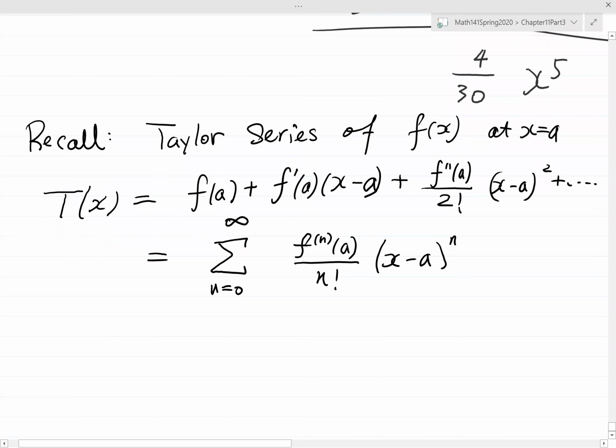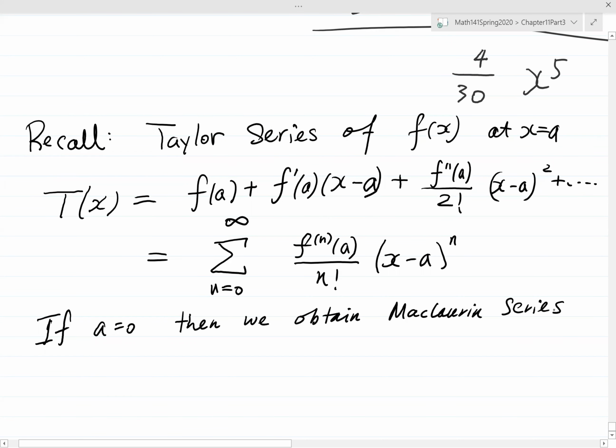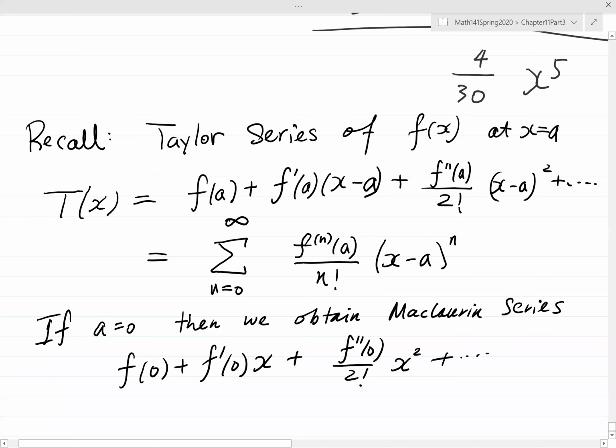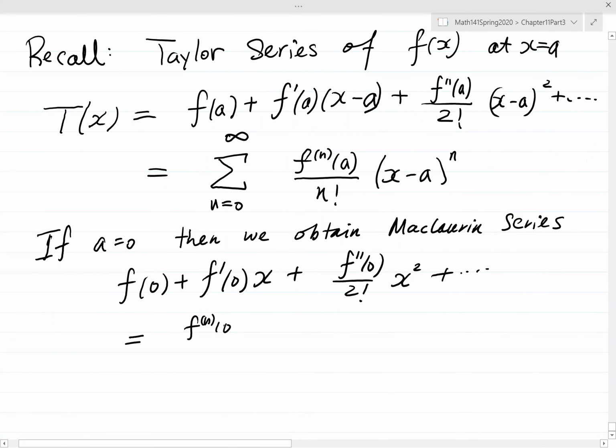Okay, and we have the Maclaurin series. If a equals 0, then we obtain the Maclaurin series, that is, f(0) plus f derivative at 0 times x plus f second derivative at 0 over 2 factorial times x squared, etc., which is the nth derivative at 0 over n factorial times x to the power n, from 0 to infinity. So this is the Maclaurin series.